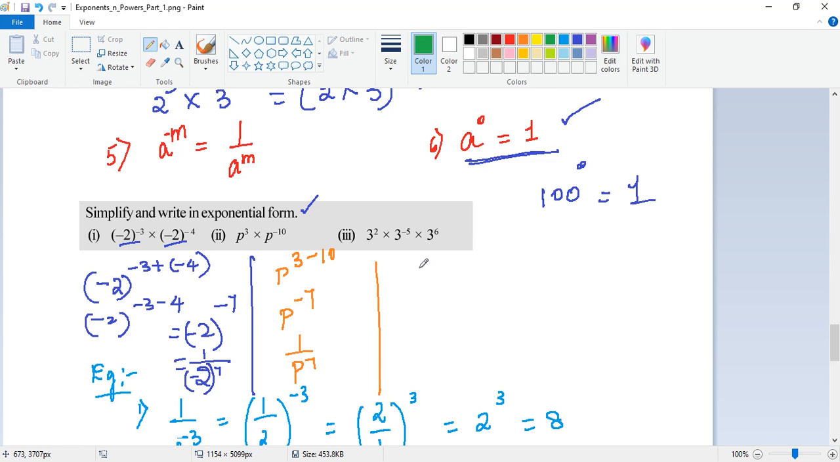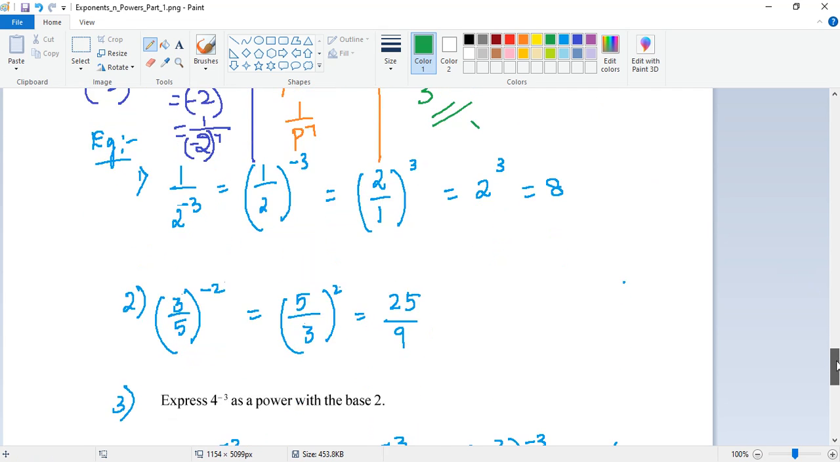Okay. Now let's look at the next one. It says 3 to the power of 2 minus 5 plus 6, all added, right? Since there is a minus 5, just directly put minus 5. So you get 3, 2 minus 5 is minus 3, 6 minus 3 is 3. So this is the answer. Okay. So now come to this question.